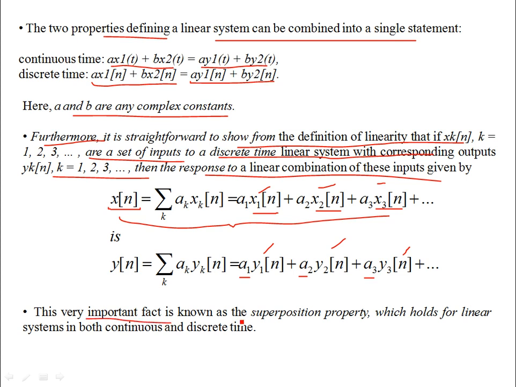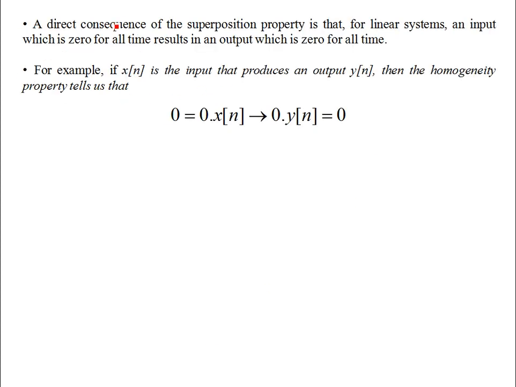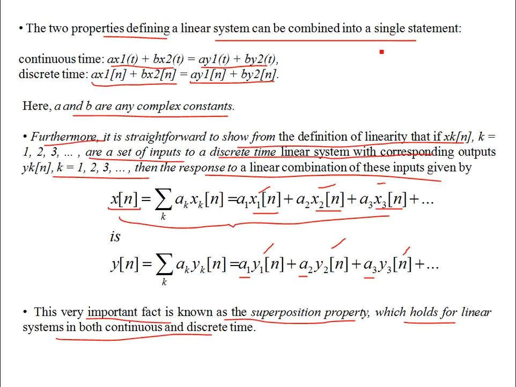Now, a very important fact known as the superposition property, which holds for linear systems in both continuous and discrete time, is that a direct consequence of the superposition property is that for linear systems, an input which is zero for all time results in an output which is zero all the time. Okay, so this is what we have talked about earlier.